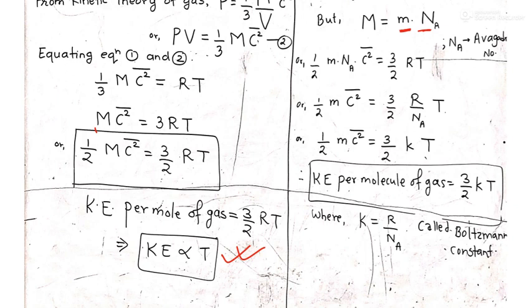So this is very important in numerical problems. When you have to find the kinetic energy for 1 mole of the gas or the total kinetic energy of the gas, you have to use the formula 3 by 2 RT. But when you have to find the kinetic energy for one molecule of the gas, you have to use the formula 3 by 2 KT.